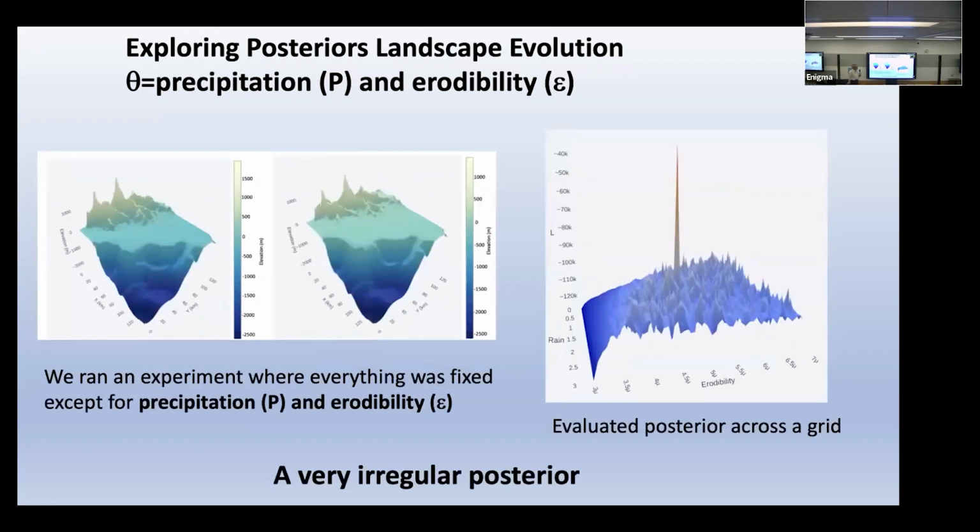And had a look at, we generated some data from the model and held everything constant except for the rainfall and the erodibility, which was another parameter of interest. And this is the posterior. Now, this is a really ugly looking posterior. It's almost discontinuous everywhere. You know, the chances of you ever ending up here are fairly, well, you just have to get there and would stay there. And once you were there, you would probably never get out.